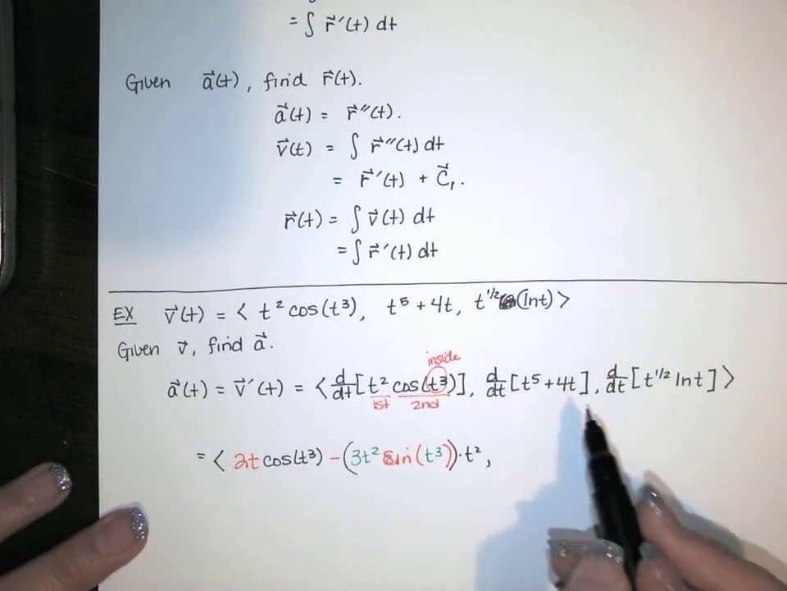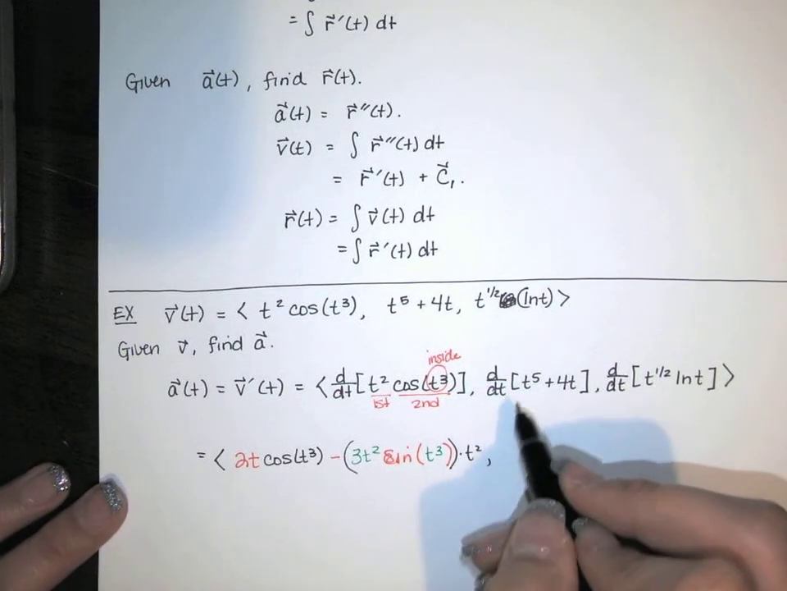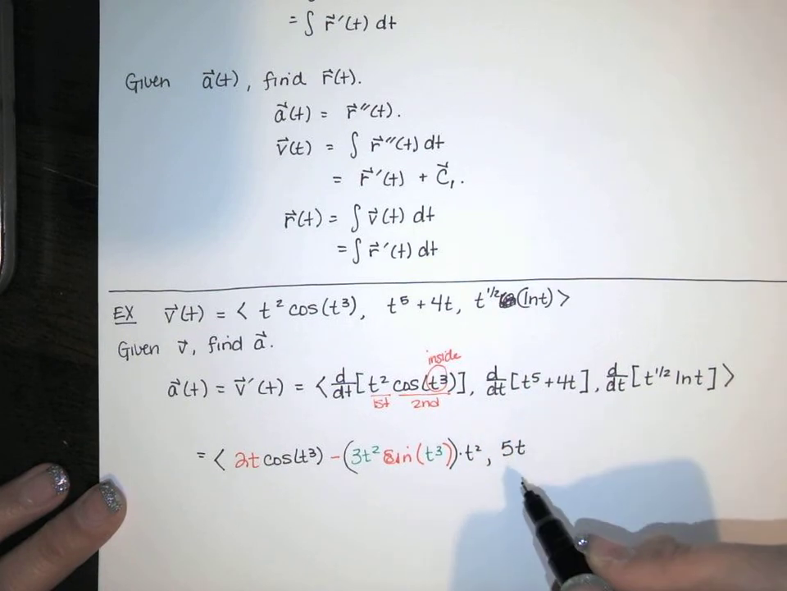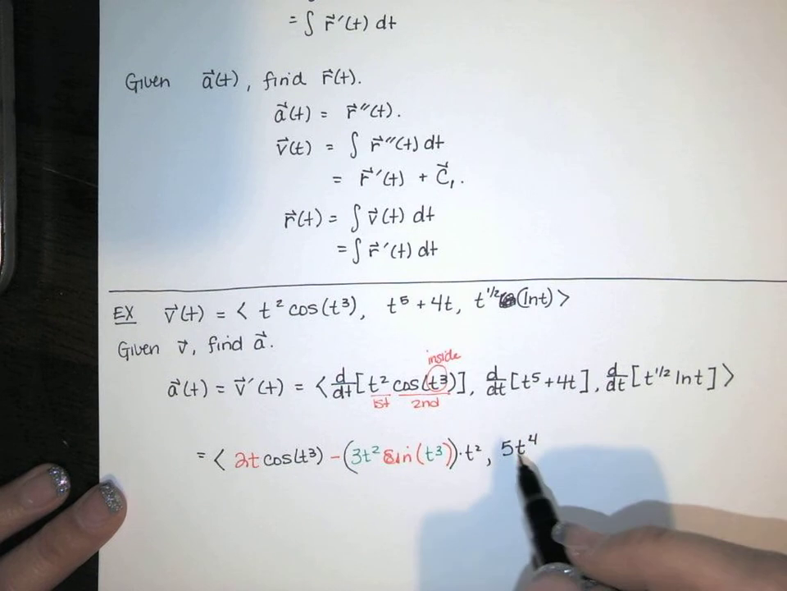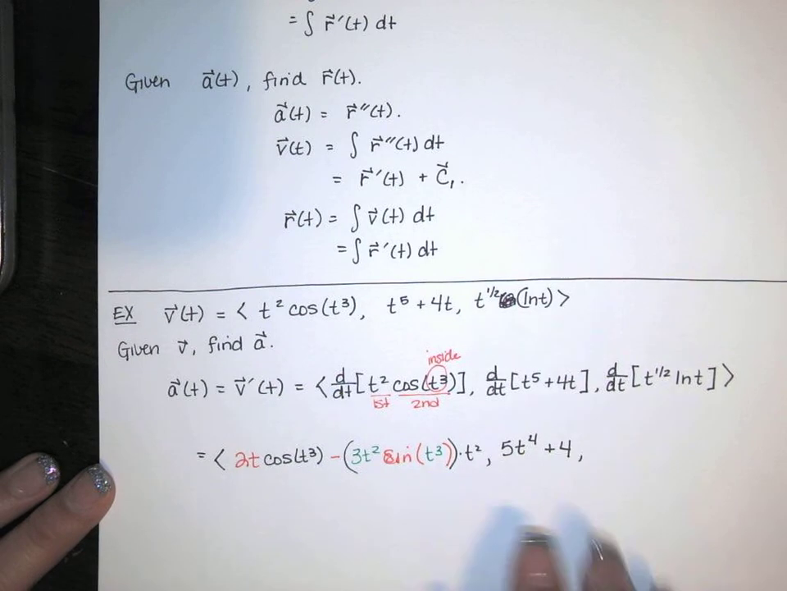Here I've just got a power rule and a constant times a t to the first. Derivative of t to the fifth, bring the power down, multiply by t to the 1 less power. 5 minus 1 is 4. If you have a constant times t, the derivative is just the constant. This I'm going to clean up in a little bit. I'll come back to that though.